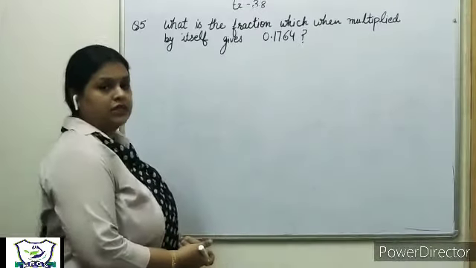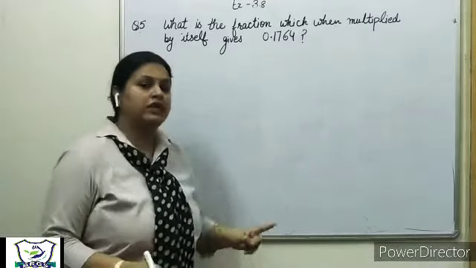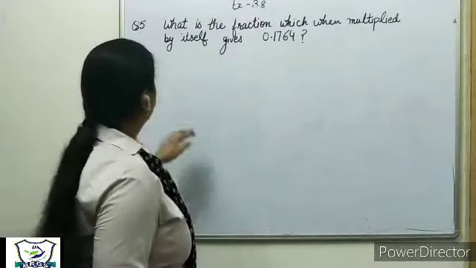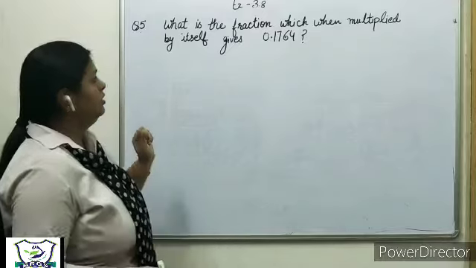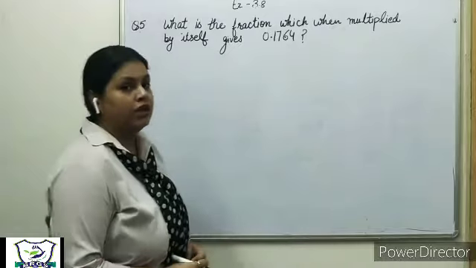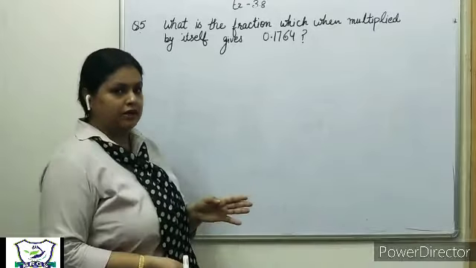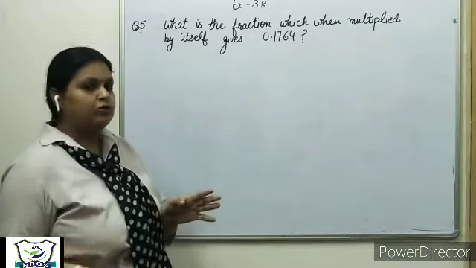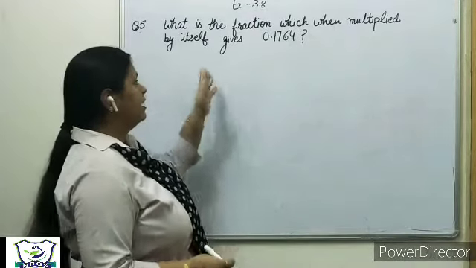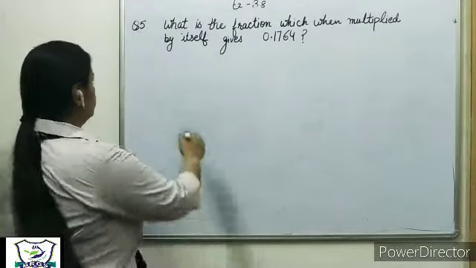Okay. Solve a few questions of your exercise 3.8. Question number 5. Questions 1, 2, 3 are related to the examples that I have solved earlier. So try to solve them yourself. Question number 5. What is the fraction which when multiplied by itself gives 0.1764? You have to find the fraction which, when you multiply it by itself, gives this. For example, if it is 2/3, and you multiply 2/3 by 2/3, what answer comes? 4/9. So here when we multiply the fraction with itself, the answer should be 0.1764. Let's have a look at how to solve it.